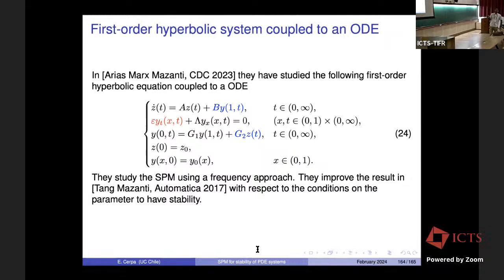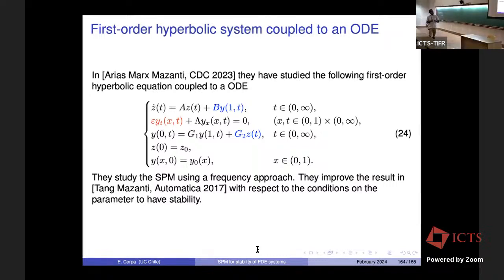This system 24 has already been studied by Tang and Manzanti in a paper in Automatica 2017. In fact, that's the paper where I took an example that I'll show you in the first lecture, where a gas was moving through a tube. In that original paper by Tang and Manzanti, they look at this system using the singular perturbation method and the Lyapunov approach, as we have done these days.